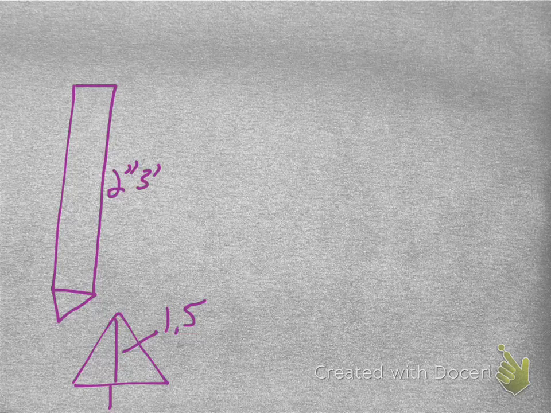So with prisms, this is your formula. Volume is the area of the base times the height. So, what is my base? What shape is my base here? It's a triangle. And how do you find the area of a triangle?